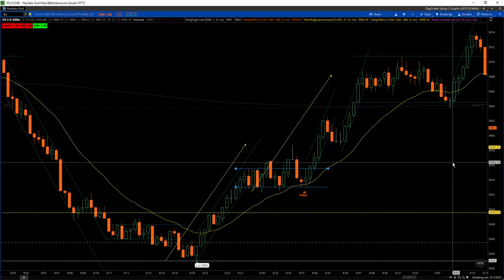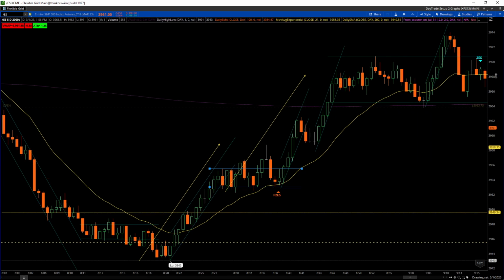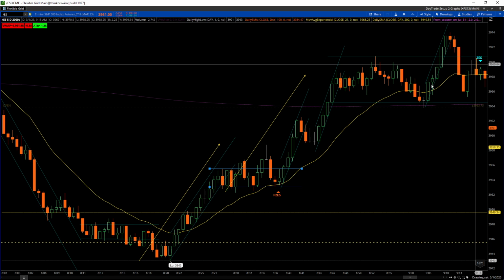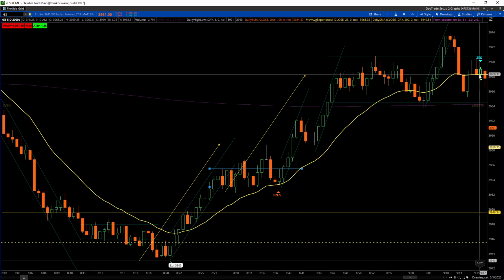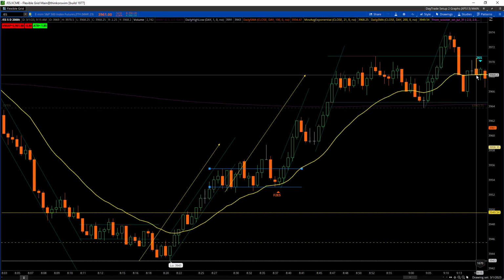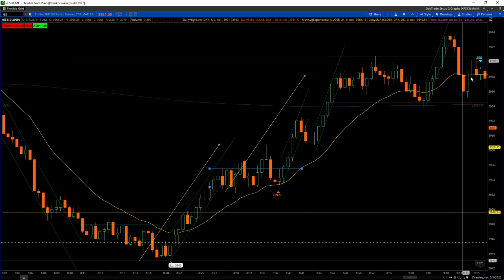Kind of goes into this other consolidation. This is where I take my, I guess, fourth trade. There's a new low, first entry short, second entry short. I like that this candle is bearish, but it closed right at the EMA. So this is kind of a judgment call.